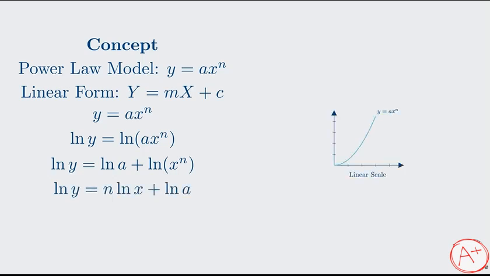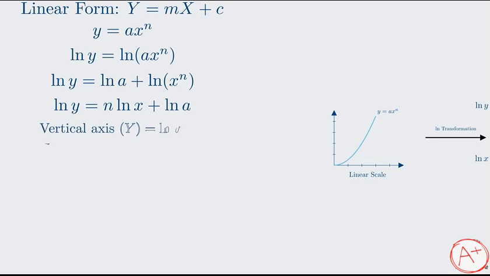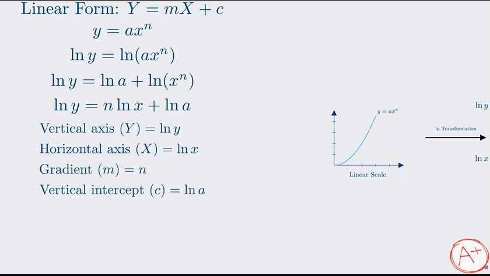On a linear scale, this relationship is a curve. But once we apply the transformation, we can plot it on a logarithmic scale. Now, compare this to the equation of a straight line. In this transformation, the power n directly becomes the gradient, and the log of the leading constant a becomes the vertical intercept.